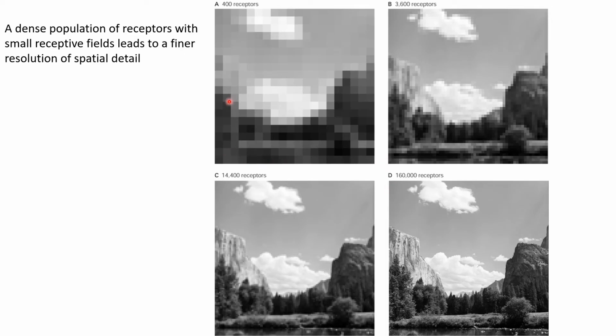And that's because when you have a smaller number of pixels, then each pixel contains information from a relatively large area. But as you increase the number of pixels, then within that same area you have more number of pixels, so you can resolve more details. The same thing happens in the case of sensory systems. If you have more receptors with smaller receptive fields, you are able to resolve more detail.